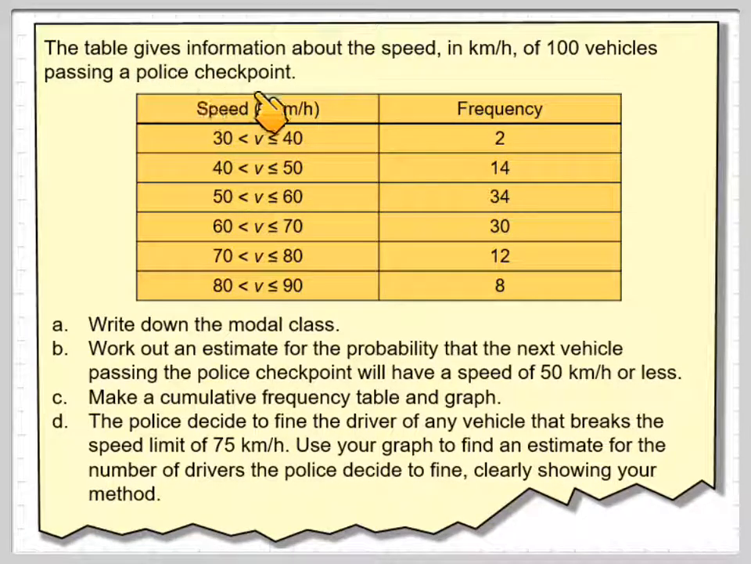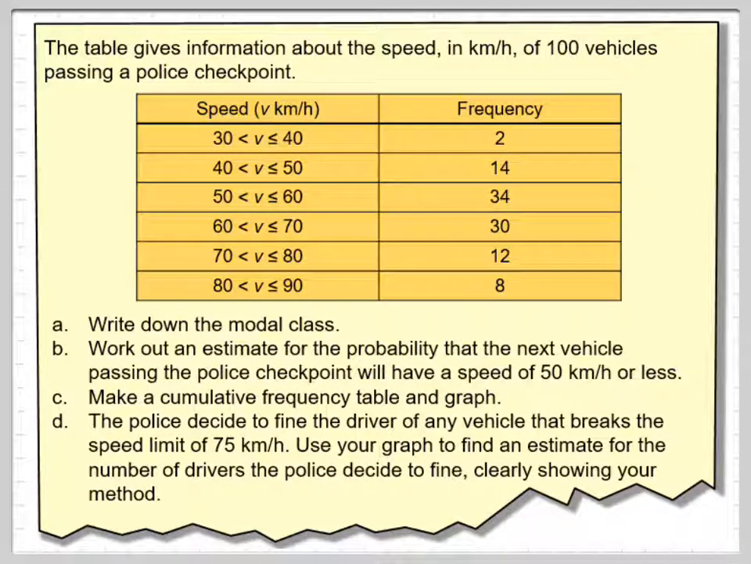The table gives information about the speeds in kilometres per hour of 100 vehicles passing a police checkpoint. So we've got, for example, between 30 and 40 is 2, 40 and 50 is 14, 50 and 60 is 34, 60 and 70 is 30, 70 and 80 is 12, and 80 and 90 is 8 vehicles.